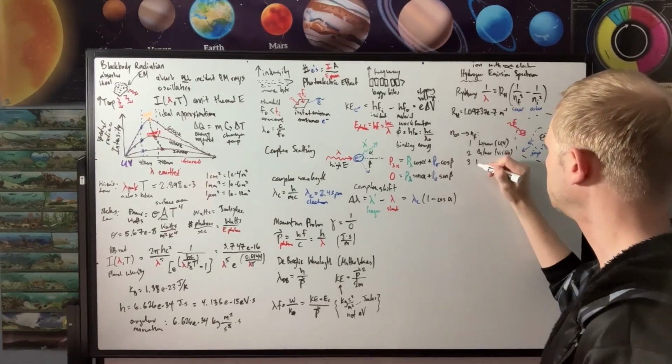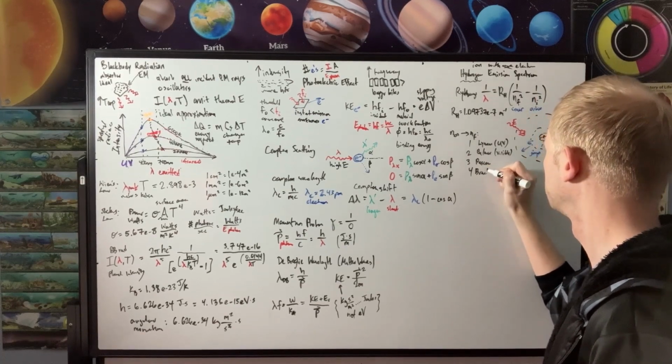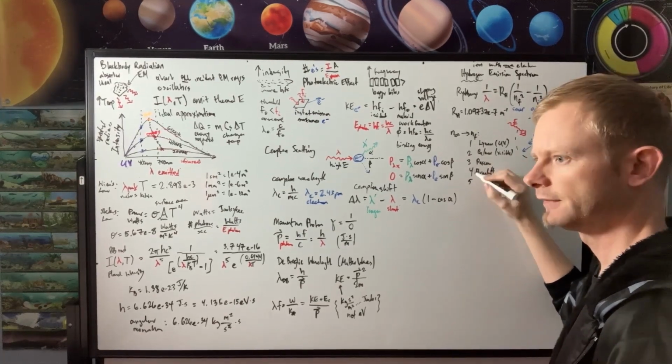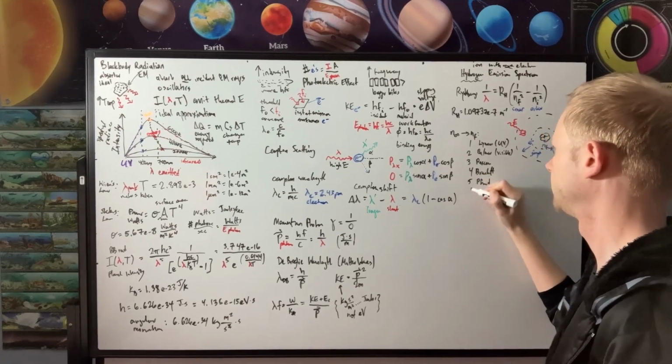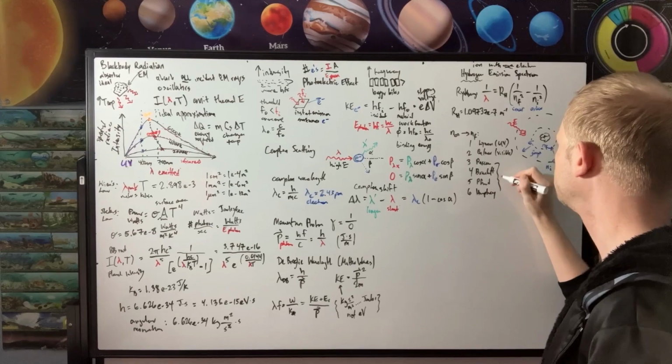And then 3 is going to be Paschen. 4 is Brackett. 5 is Pfund. And 6 is Humphreys. But the idea is that all these are infrared.